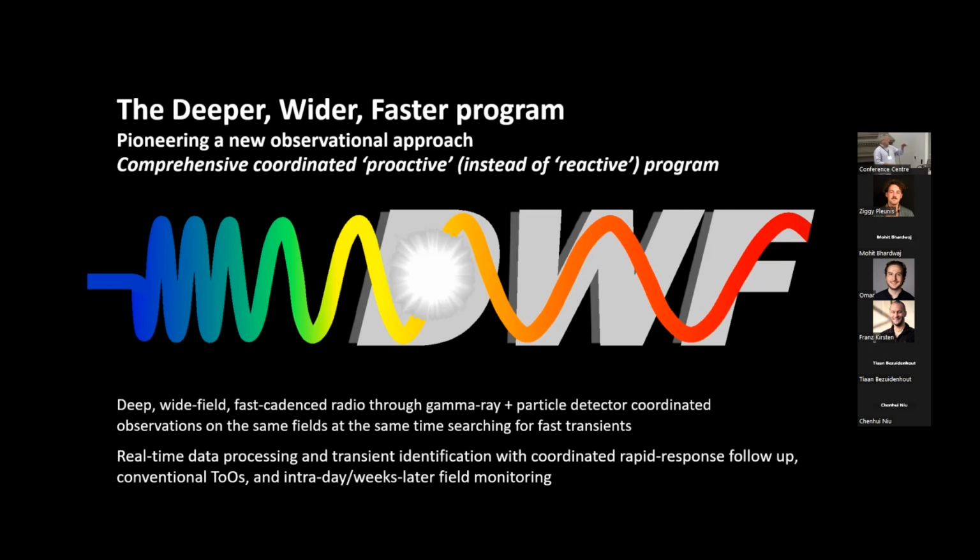Okay, so at the bottom there, you probably have read or not, but this is a deep wide field, fast cadence, radio through gamma ray, so all wavelengths and particle detectors, coordinated observations on the same fields at the same time, searching for fast transients. Okay, there's real-time data processing, transient identification, coordinated rapid response follow-up, conventional TOOs, intraday observation, and weeks later monitoring. That's a big mouthful of words. Okay, and I'll try to get through that as best I can to make some sense.